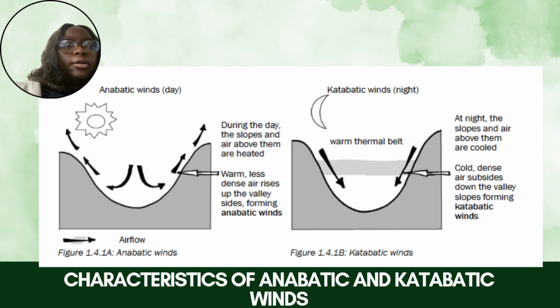Alright, so this is just a consolidation of the diagrams, right? You can see the patterns of the airflow during the day with anabatic winds: the slopes and air above it are heated, therefore warm, less dense air rises up the valleys. In contrast with katabatic winds, the slopes and the air above are colder, so that air descends and forms katabatic winds, alright?